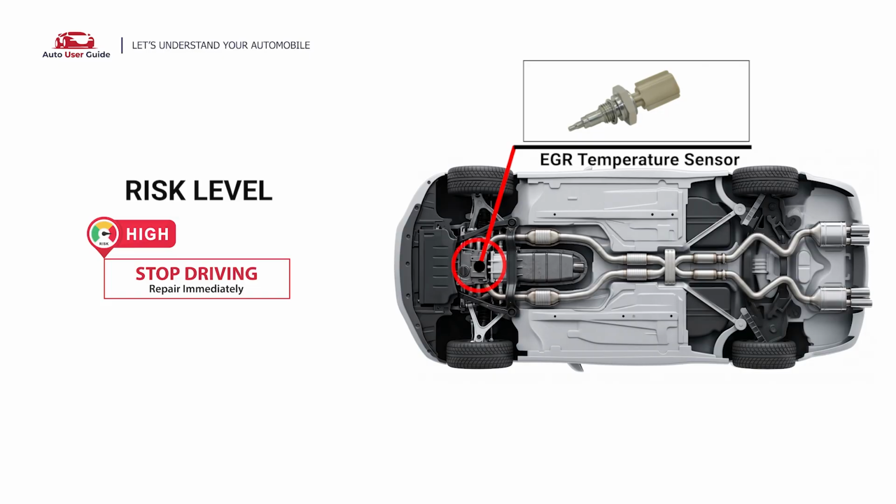This error code indicates that your vehicle's computer, PCM or ECM, has detected an abnormally low voltage signal, meaning an electrical resistance that is too low, or a reading showing extreme heat coming from the EGR temperature sensor circuit. Under these circumstances, stop driving and repair your vehicle immediately.